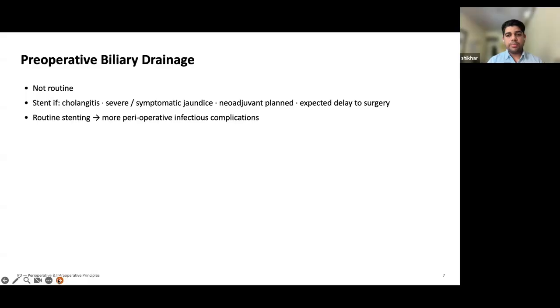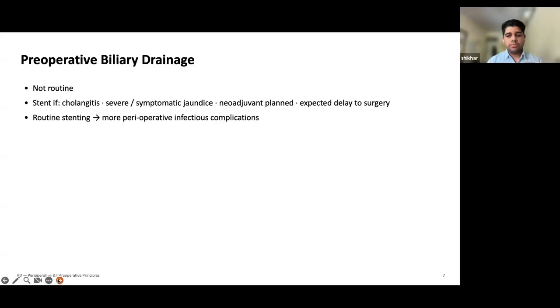Is that the usual scenario, that uncovered stents are placed? Usually covered stents only are placed. Mostly the stents placed are plastic or covered stents. What happens around the tissue whenever you place a stent? What happens with your dissection? Basically, when you have a preoperative biliary drainage, the hilar dissection can become tough. That is why you have to selectively drain these patients.